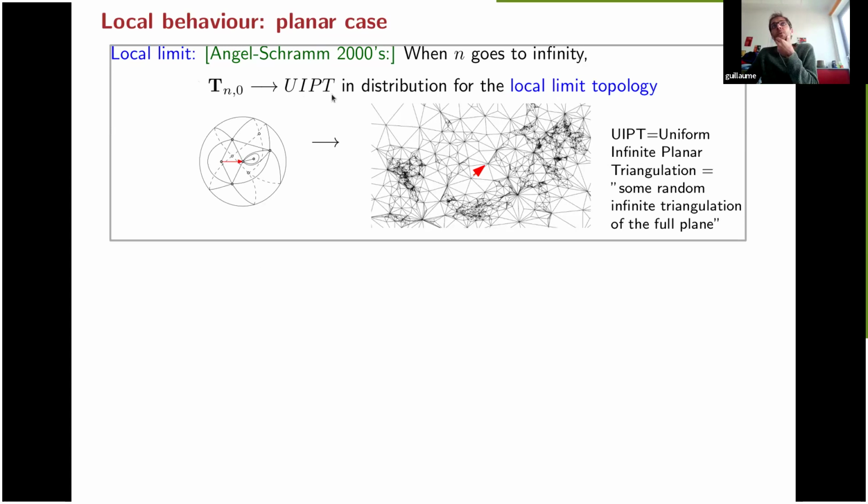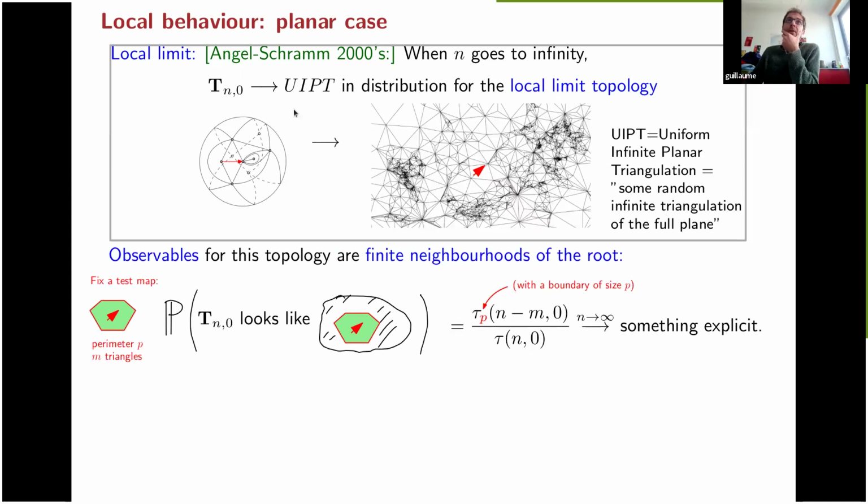And the result is that this converges for the local limit topology, I will say what it is, to some infinite planar triangulation called the UIPT, the uniform infinite planar triangulation. So it is some random triangulation. It's infinite. It covers the full plane. It is locally finite. It's a random object, and you have convergence of your discrete objects to this infinite object when n goes to infinity.